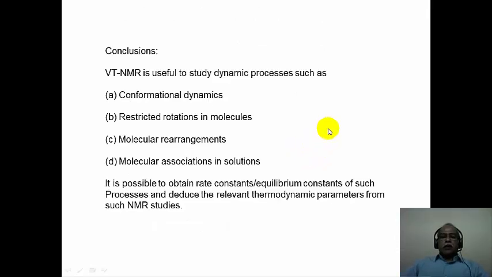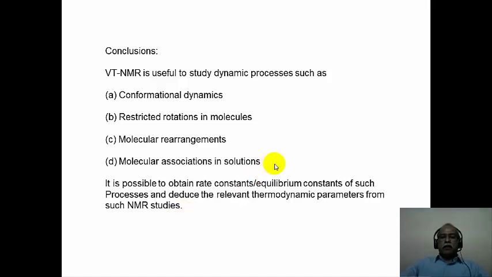So let us conclude this particular module by saying that variable temperature NMR spectroscopy is extremely useful for the study of dynamic processes such as conformational dynamics, as in the case of cyclohexane going from one chair form to another chair form, restricted rotation, as in the case of dimethylformamide, the C-N single bond restricted rotation, molecular rearrangement with the famous bullvalene as an example, and molecular association in solution, particularly of the triphenylene molecule and the trimethylaluminum kind of molecules that we discussed. From these studies, it is possible to obtain the rate constant as well as the equilibrium constant of such processes and deduce the relevant thermodynamic parameters from NMR studies.